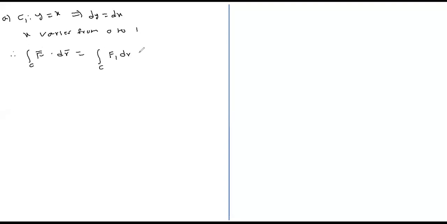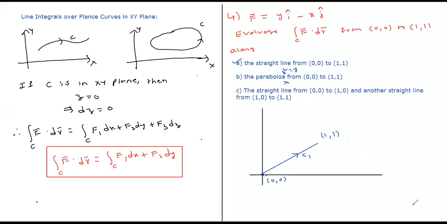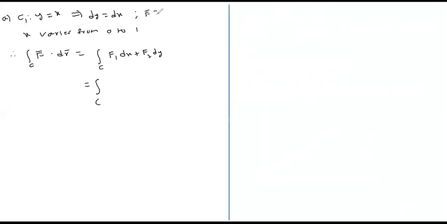Therefore, the integral over C of F bar dot dr bar is equal to the integral over C of f1 dx plus f2 dy. Why f1 dx plus f2 dy? Because it is a curve lying on the xy plane. Now what is f1? F bar is y i bar minus x j bar. So f1 is y dx plus f2 is minus x dy.